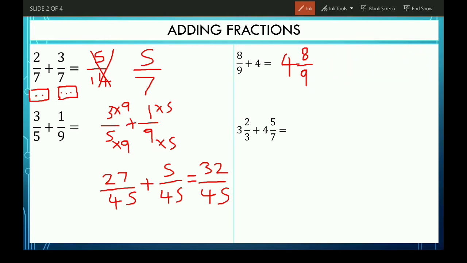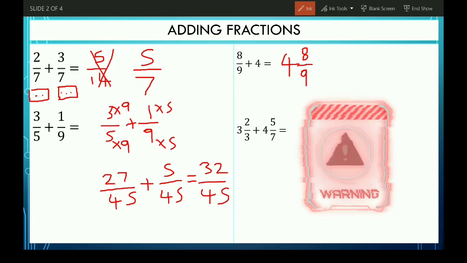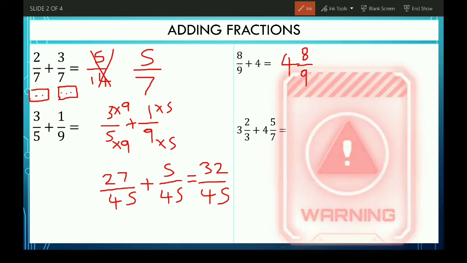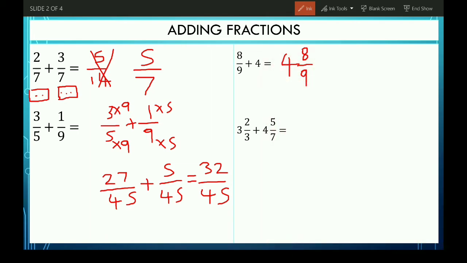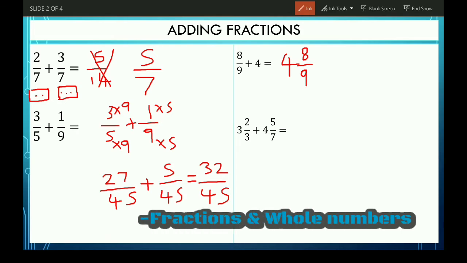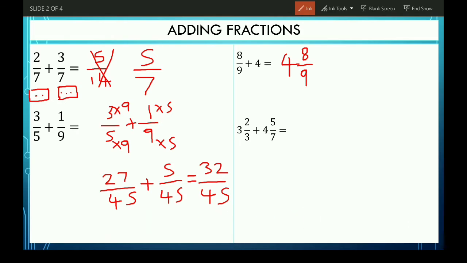The next question. 3 and 2 over 3 plus 4 and 5 over 7. Now this is slightly trickier than the others because we are dealing with mixed fractions. Mixed fractions are fractions that are made of whole numbers and fractions. As you can see, for example, the first fraction is 3 and 2 over 3. So you've got a whole number which is 3 and a fraction which is 2 over 3. And the same goes for the second fraction.